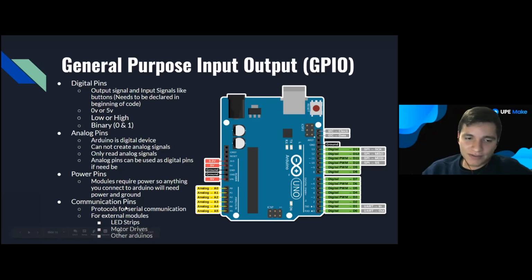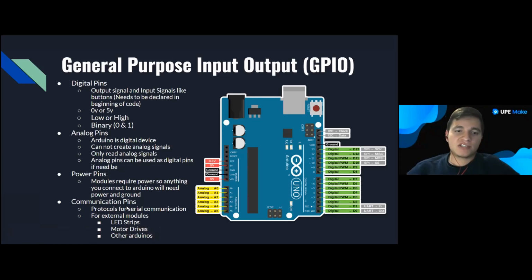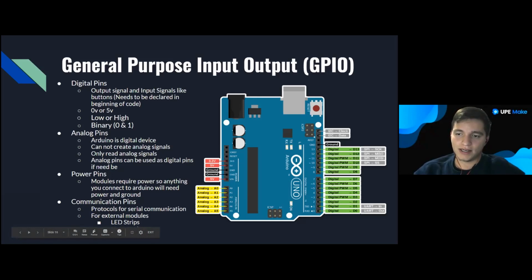And then you also have your communication pins. These are protocol communication pins that allow you to communicate with specific devices or modules. So take, for example, an LED strip or a motor driver. If you want to communicate with multiple Arduinos, then you would use these pins to communicate to them. And these are the gray ones that are highlighted here, the I2C, the SPI, and the UART.